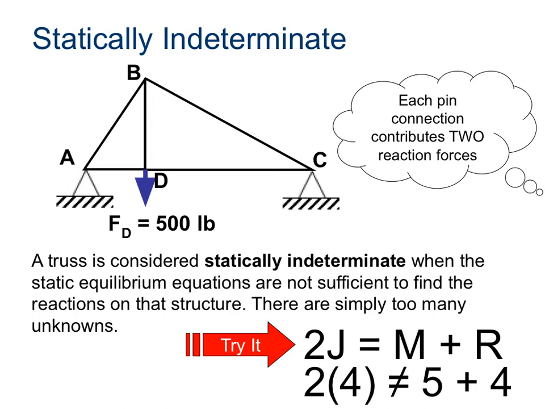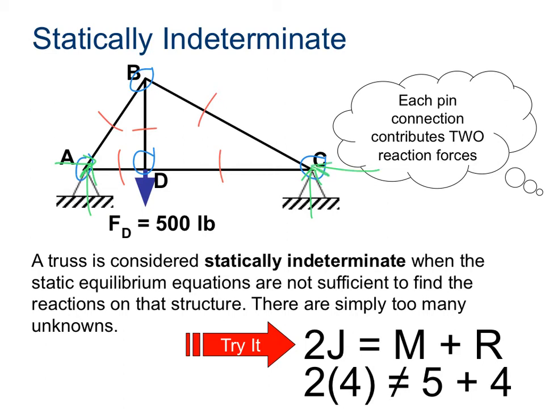Let's look at an example of calculating static determinacy. You see here that we have 5 members, 1, 2, 3, 4, 5. We have 4 joints, 1, 2, 3, 4. And then we have our support reactions, but notice that we have pins in both locations. So we have 2 reaction forces at each of these pin locations.